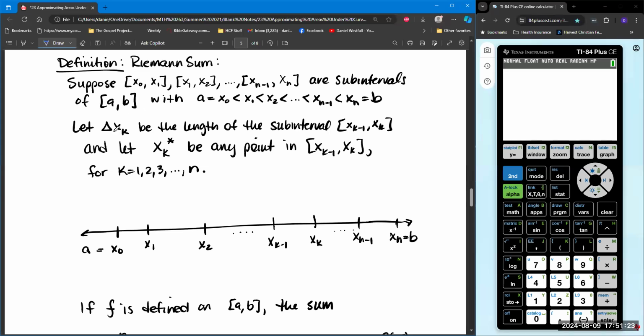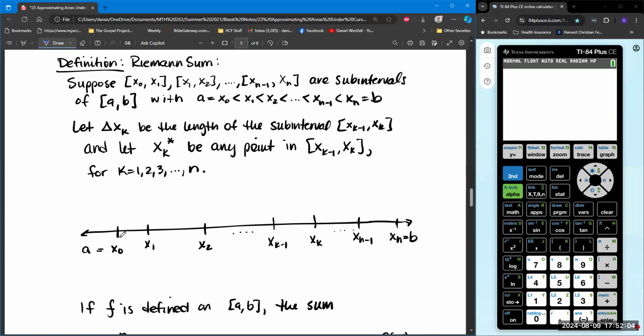Each of these intervals has a width of delta x sub k for the kth subinterval that goes from x sub k minus 1 to x sub k. Your first subinterval is going to start at x sub 0 and go to x sub 1 and so on. So you're going to use ordinal numbers here, starting at 1. Let x sub k asterisk be any point that represents that interval of x sub k minus 1 to x sub k for all k starting at 1 and going to n, so that it looks like this.